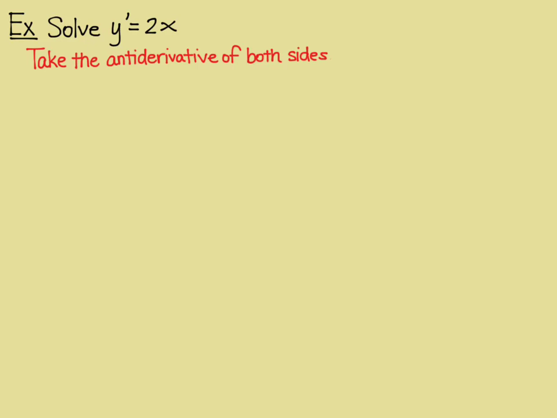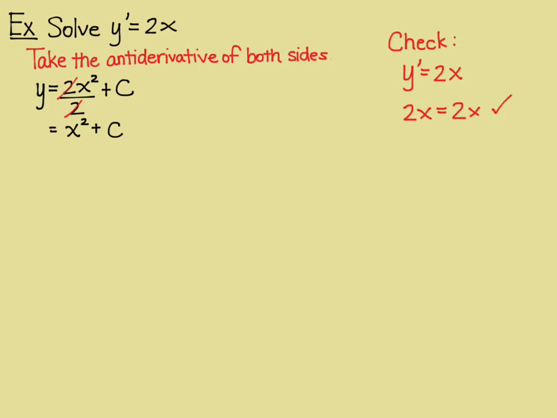If I take the antiderivative of y prime, I'll end up with just y. And if I take the antiderivative of 2x, remember we want the most general antiderivative, I'll end up with 2x squared over 2 plus c. This simplifies to just x squared plus c. So the solution to this differential equation is y equals x squared plus c. We can check that this works by taking the derivative of y, which we know is 2x, plugging it in for y prime, and making sure that it equals the other side of the equation, which it does.